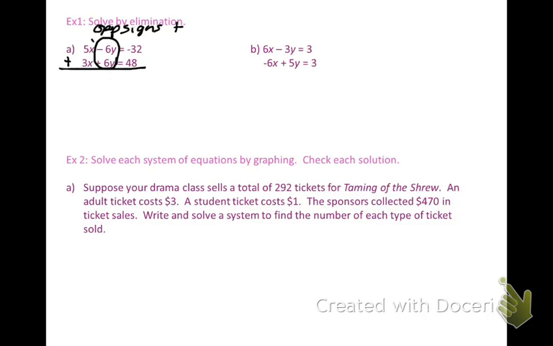5x, we'll start with this first number right here. I'll do it with parentheses, with a highlighter. 5x plus 3x is what? 8x. Well, let me write that a little nicer. 8x. And then next I'm going to do negative 6y plus positive 6y is 0y, so I'm not even putting that down. Now I'm going to put my equal sign.